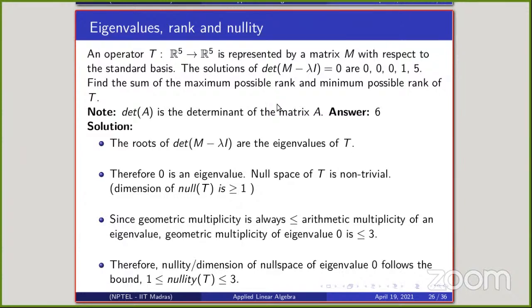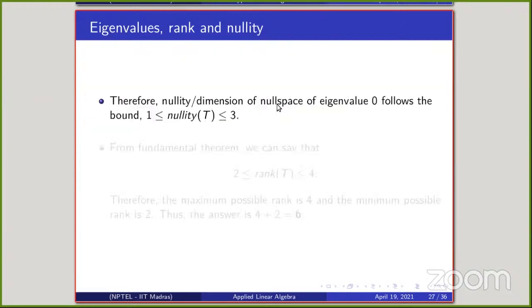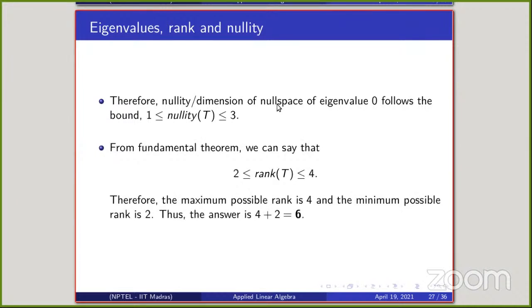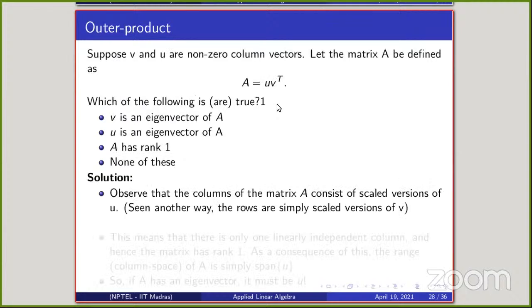This gives us the bound that the dimension of the null space of T lies between 1 and 3 for the given example. Using the fundamental theorem of linear algebra, which says that rank of an operator plus nullity equals the dimension of the vector space n, nullity between 1 and 3 implies that the rank of this operator lies between 2 and 4. So the maximum possible rank is 4 and the minimum possible rank is 2. We are asked for the sum of these two values, which is 6. Maybe we can go to the next question.